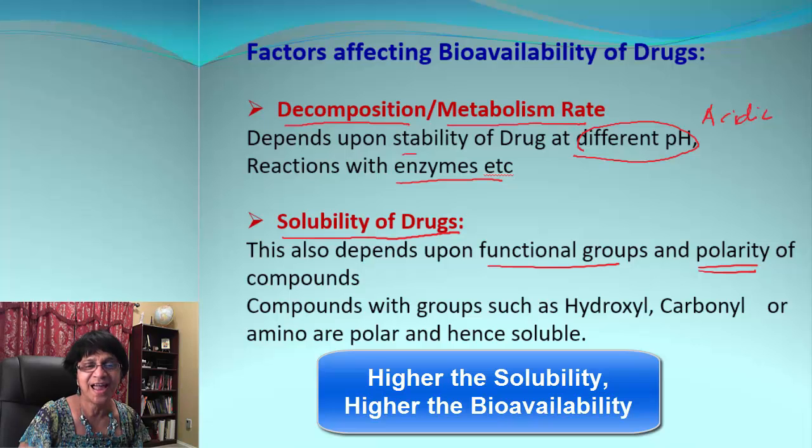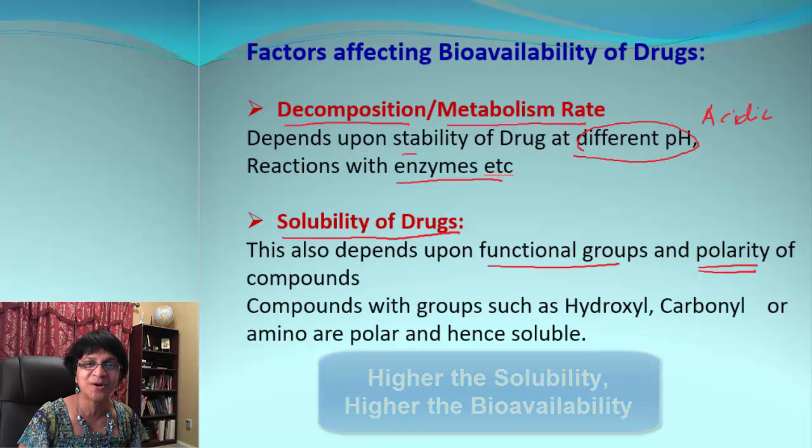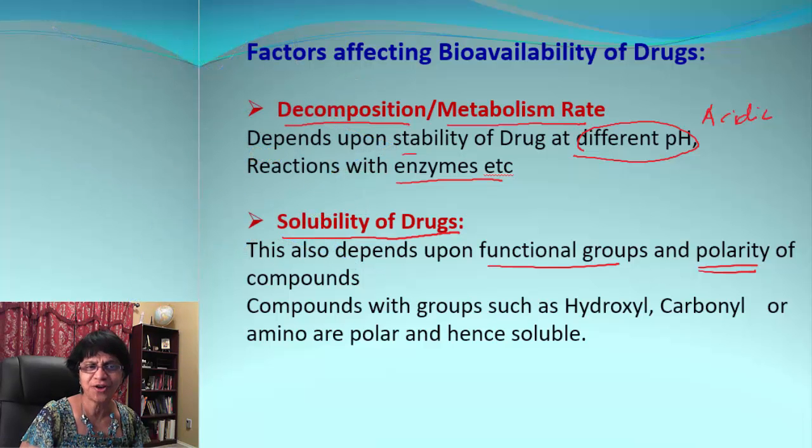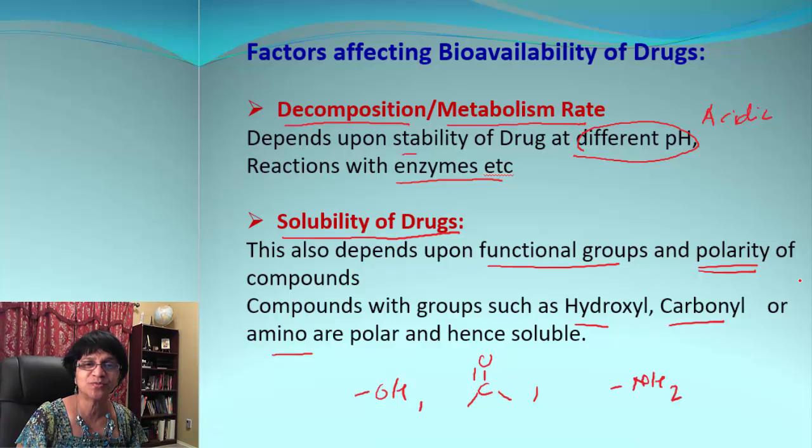The solubility of drugs is something which we can control because the functional groups decide upon the polarity of the compound and polarity decides upon the solubility. Just to remind you, we've got like dissolves like. Higher the polarity, more is the solubility. So which are those groups which result in higher polarity? Those are the hydroxyl groups, OH, or the carbonyl group, or it could be the amino group. All these groups will be responsible for adding to the polarity of the compound.